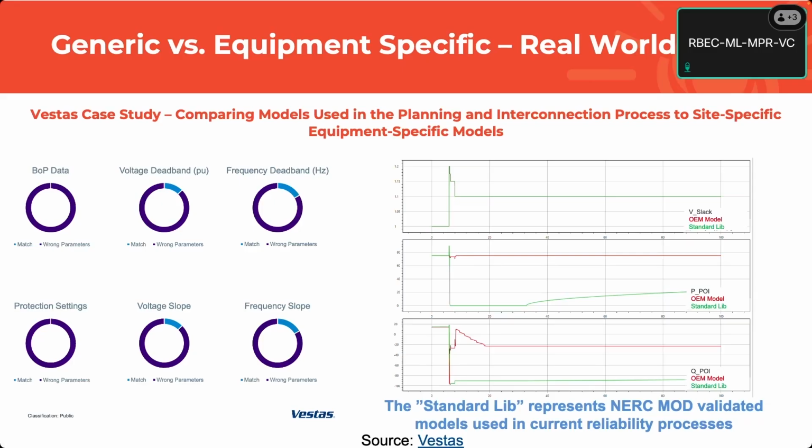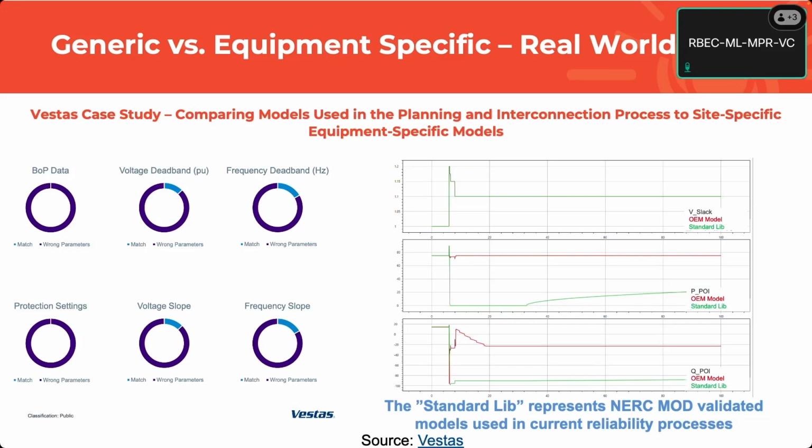The red is the OEM model. So at the top, you see just the test they did. All the voltages experienced at the slack or at the point of interconnection were exactly the same. Same profile at the point of interconnection. The active power for the OEM model, the manufacturer-specific model, rode through this event completely, where the standard library model momentarily ceased for many moments, like 30 seconds or so.